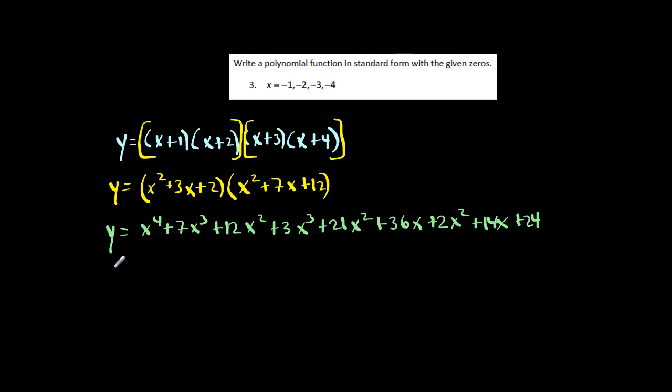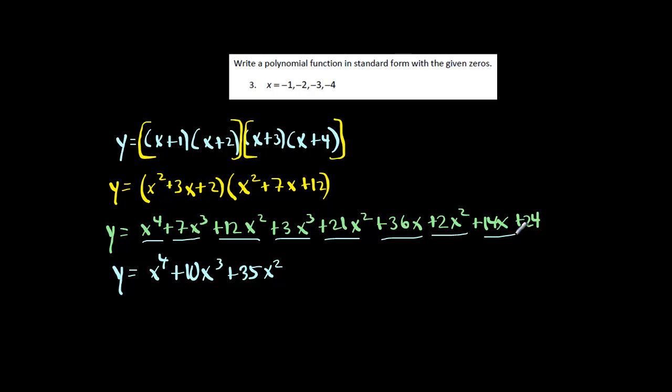So let's add common denominators. Let's start with the 4th degree. So x to the 4th. Then the x cubed. 7x cubed, 3x cubed. That's going to give you 10x cubed. Then the squares. 12x squared, 21x squared, and 2x squared. That's going to be 35x squared. Then the x's. 36x and 14x. That's going to be 50x. And then plus 24. And then that's your answer.